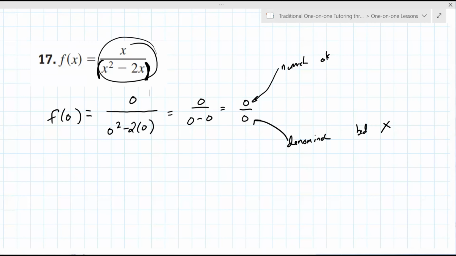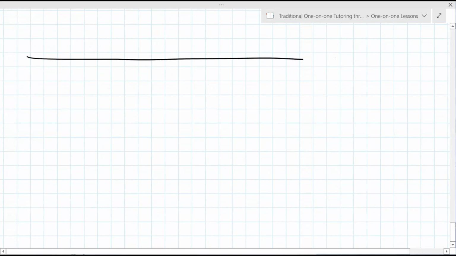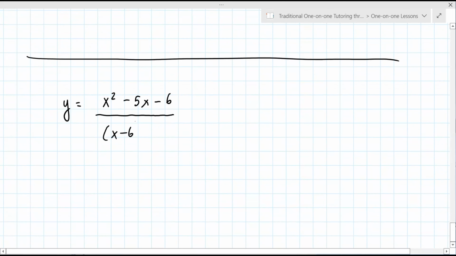Okay, so let's say I asked you to graph y equals (x squared minus 5x minus 6) over (x minus 6). I want you to graph this in your calculator, and you might as well put the numerator in parentheses as well, just to be careful. I want you to use one word to describe the graph, and believe me, you'll be able to when you get this.